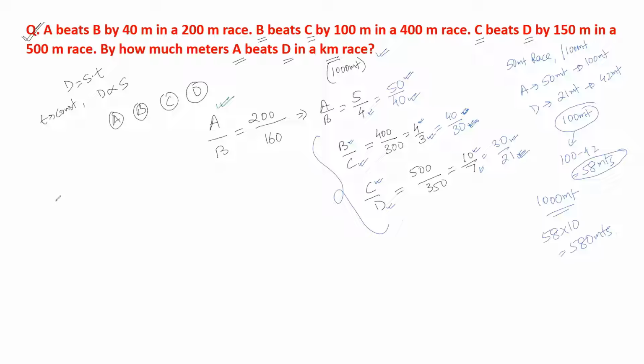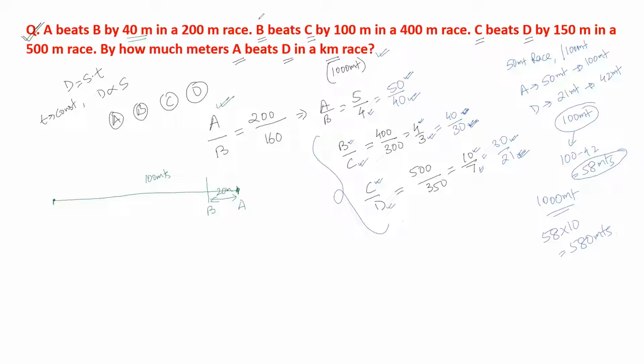Let us assume that the race is of 100 meters. So that means all these persons A, B, C and D will have to travel this 100 meters to finish the race. In the first line, they're saying that A beats B by 40 meter in a 200 meter race. So we can say that if the race would have been 100 meters, A would have beaten B by 20 meters. So that means when A is here, B would be 20 meters behind A.